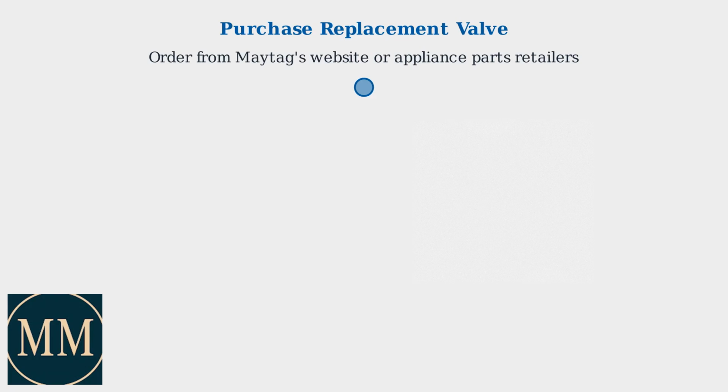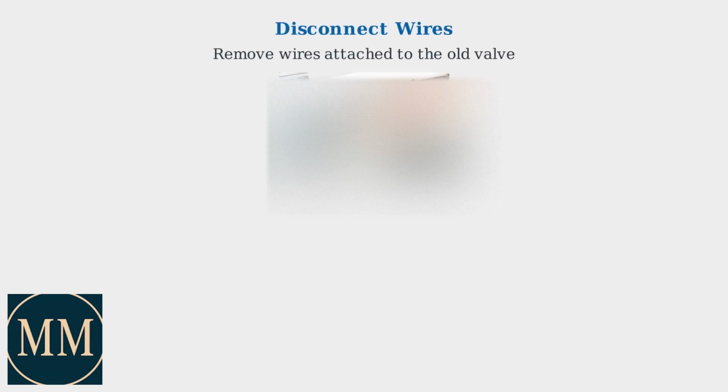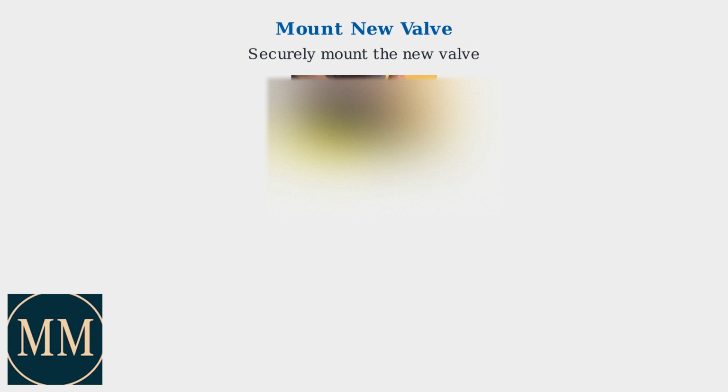Purchase replacement valves from Maytag's website or appliance parts retailers. Ensure the new valve is compatible with your washer model. Disconnect the wires attached to the old valve. Connect them to the new one. Then securely mount the new valve.